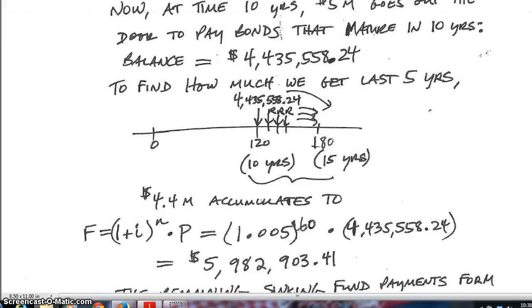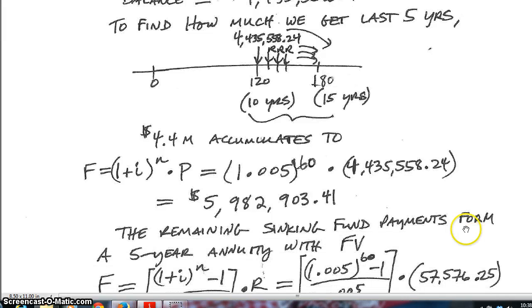And when you do that, if you plug that in, again, none of this is anything you have to do to figure out the problem. We're just seeing what actually happens. So that 4.5 million, if you bring it forward 5 years, this is just the single payment future value formula, 1 plus i to the n times P. And that turns out that it's going to accumulate to just under $6 million.